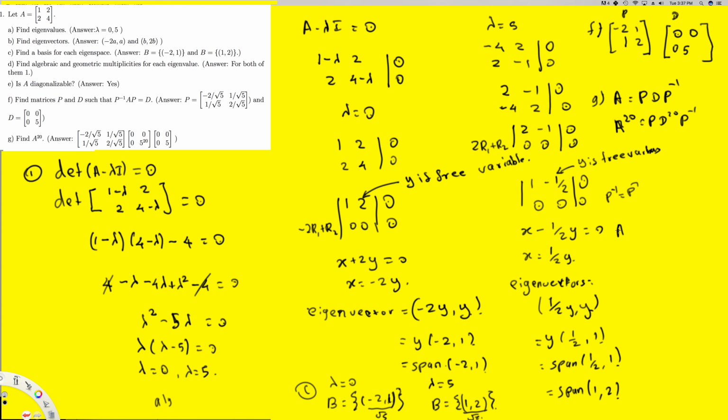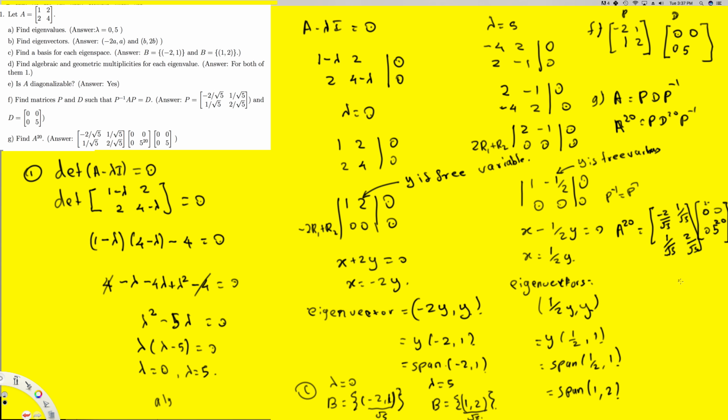So in this case, I can take this orthonormal basis and write A^20 with it. Instead of P, I am copying this orthonormal basis. The first column is going to be minus 2 over root 5, 1 over root 5, and the other one is going to be 1 over root 5, 2 over root 5. So this is my P, and D is going to be simply 0, 0, 0, and we have to raise it to the power 20: 0 to the power 20 is going to be 0, and 5 to the power 20. So that's going to be my D.